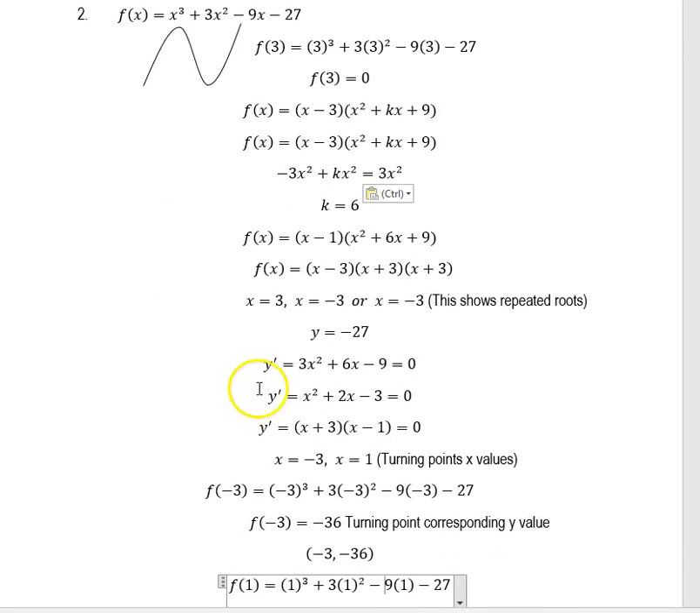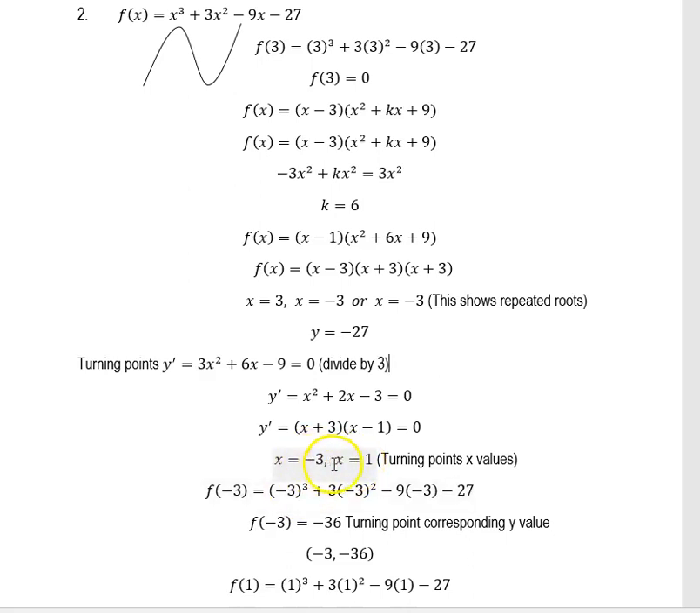Now, let's find the turning points. To find a turning point, you differentiate that function, which is going to give you that. And then you try to solve for x. Now, I decided to divide this by 3 because I can see that 3 is a common factor. And that gives me that. So I can factorize this one. The factors of minus 3 that give a positive 2 when I add are 3 and minus 1. And so that gives me the two turning points of x values.